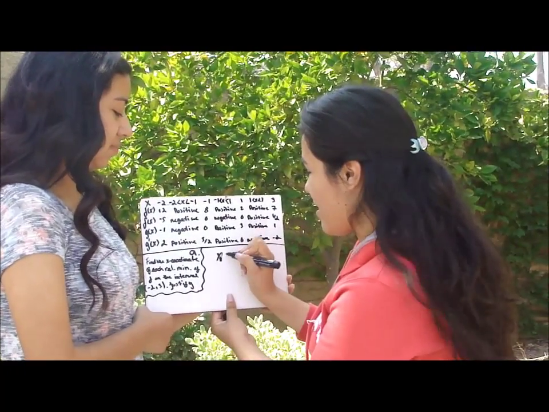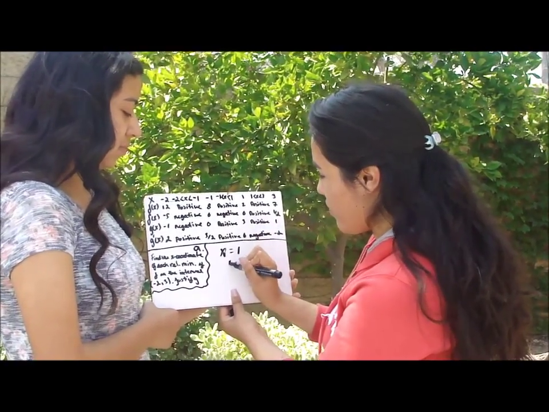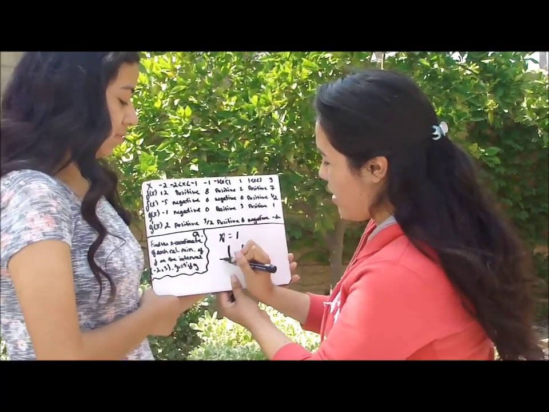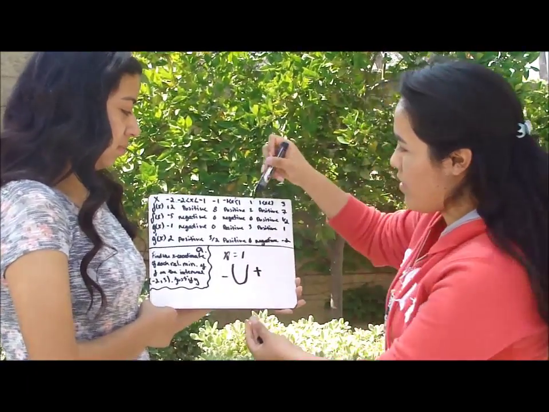When x equals 1, the graph goes from negative to positive.